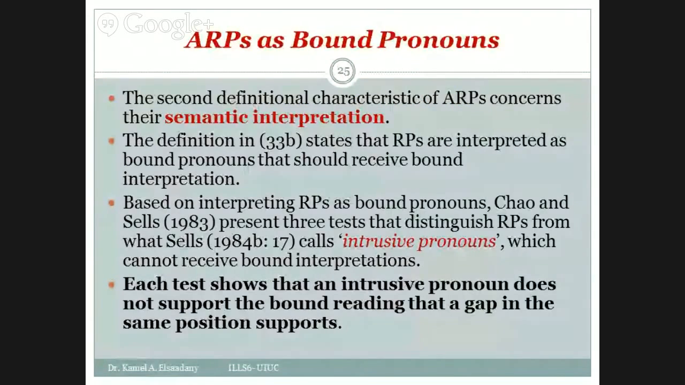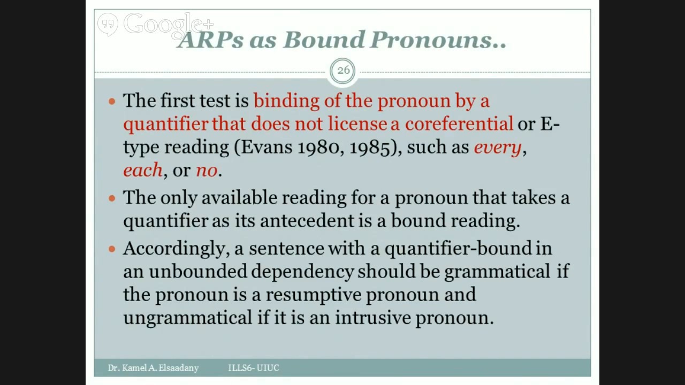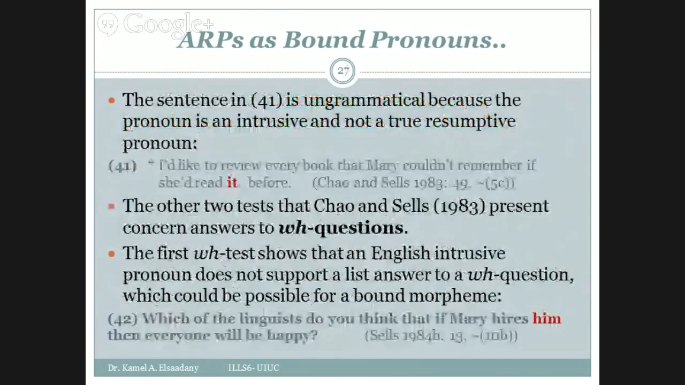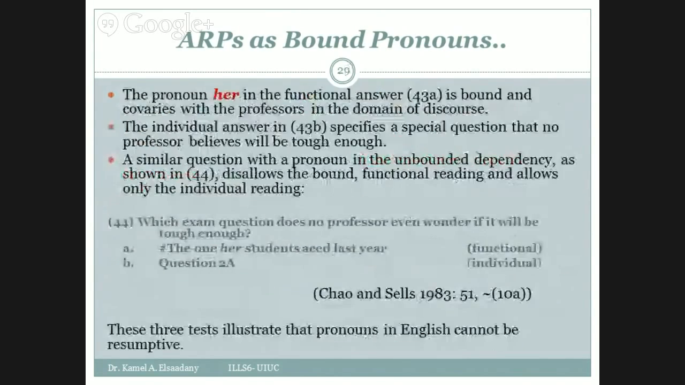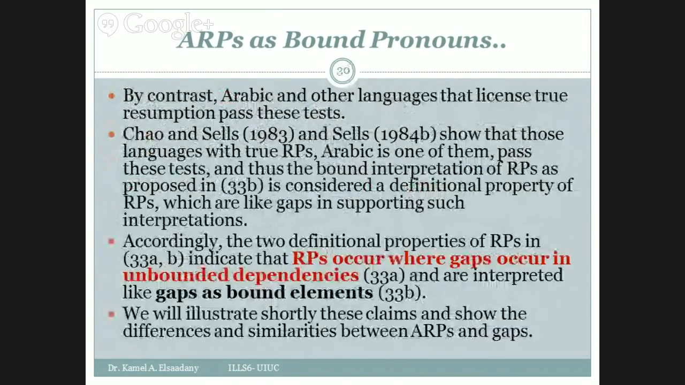Okay, so here the first test that they gave, actually there are 3 tests here, as you can see, based on interpreting RPs as bound. Chao, I guess, and Sells 1983 present 3 tests that distinguish RPs from what Sells called intrusive pronouns. And I will skip that because I want to go to the major point here, but that's again how you are going to distinguish between a resumptive pronoun and a bound pronoun. Okay.